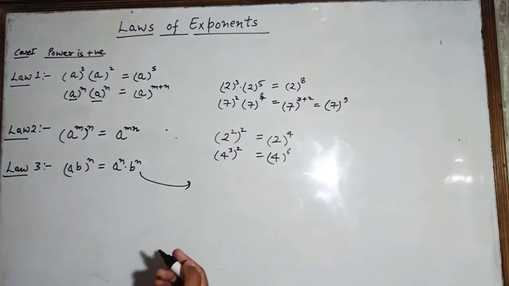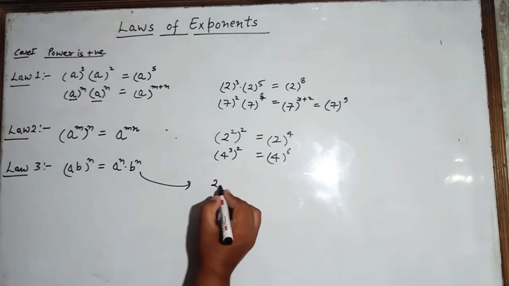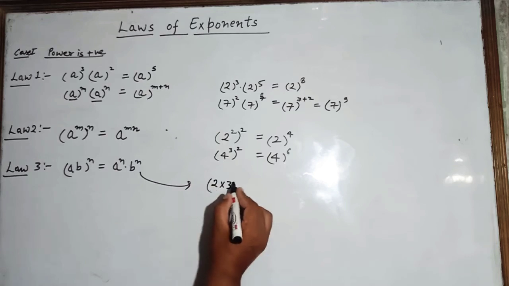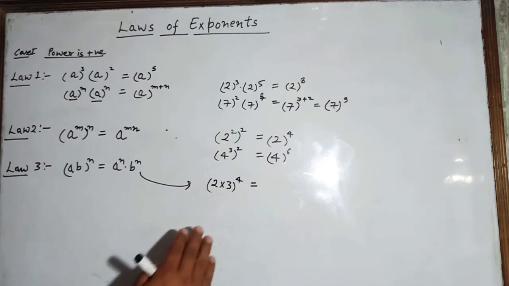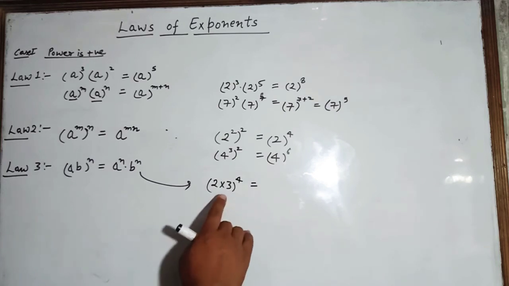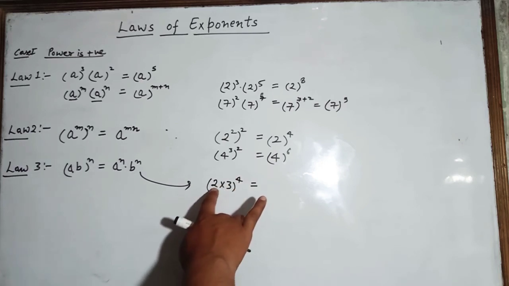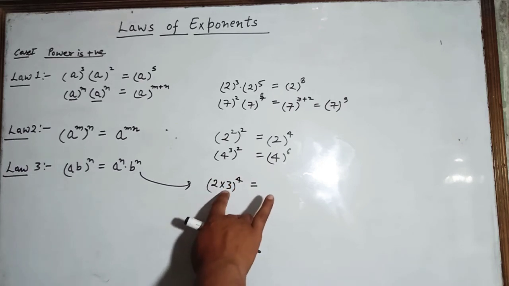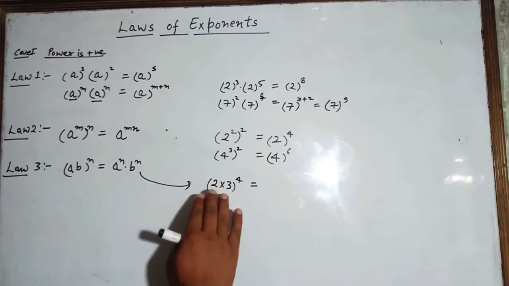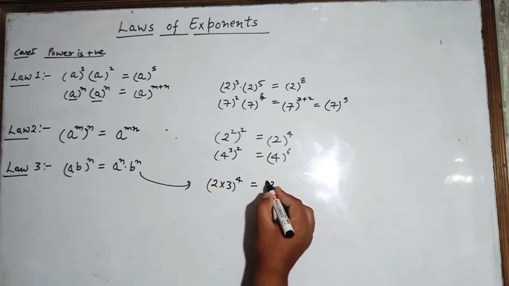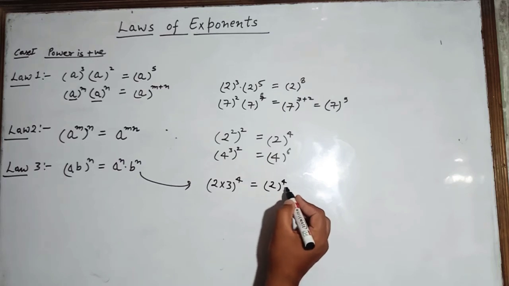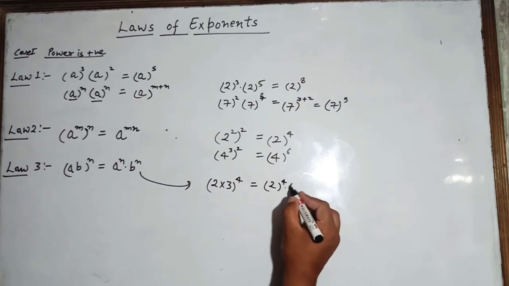Just see here, it is written 2 into 3, bracket, to the power 4. How can we write it separately? 2 into 3 is written to the power 4, which means 2's power will be 4 and 3's power will be 4 also. Separately we can write it as 2 to the power 4 into, bracket or dot, 3 to the power 4.